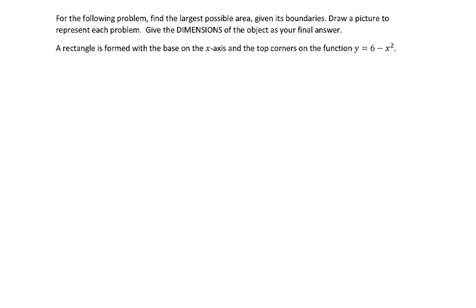What we're going to do here is find the largest possible area given its boundaries. We're going to draw a picture to represent this, but really we're looking for the dimensions of this object. A rectangle is formed with the base on the x-axis and the top corners on the function y equals 6 minus x squared. I'm going to draw myself a picture here. This is on a coordinate plane, and we know the base is on the x-axis, and the top corners are on the function y equals 6 minus x squared.